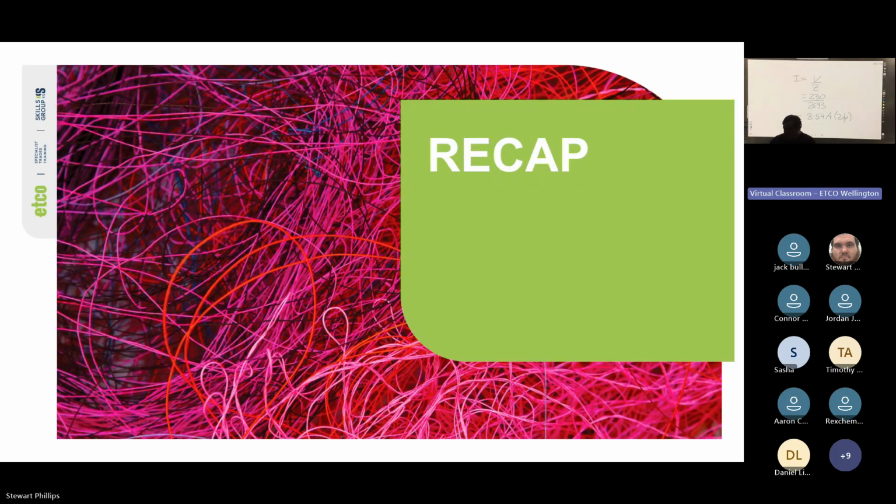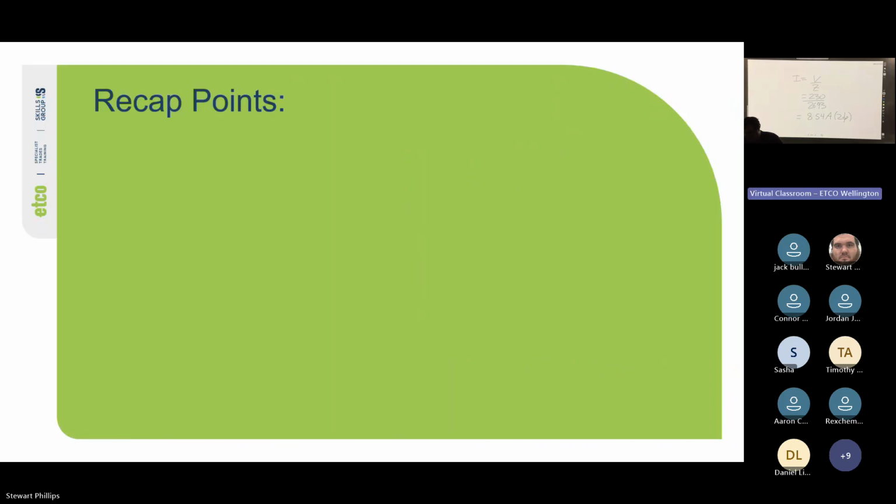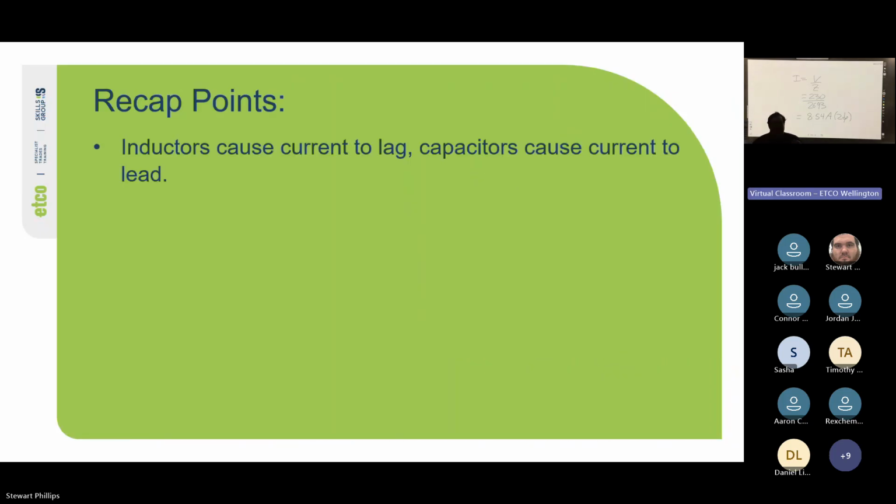So far we've seen how resistance, inductance, and capacitance all shape current flow in AC circuits. When we bring them together, we get some really interesting and powerful behaviors. In our next session, we'll take this one step further and explore what happens at that balance point, resonance, where inductive and capacitive reactance perfectly cancel each other out. Cool. So some recap points.